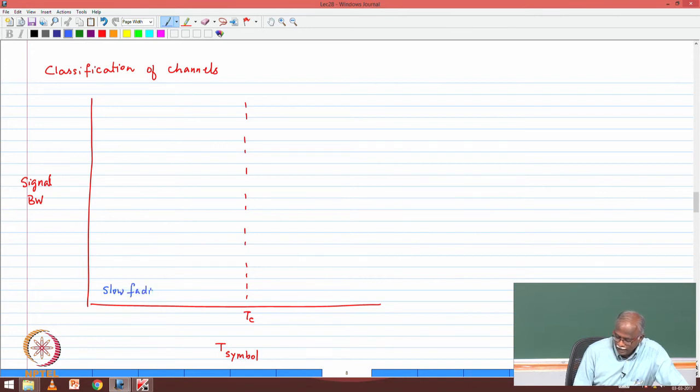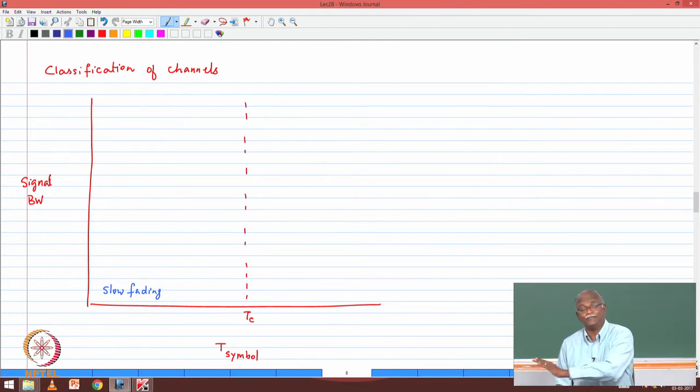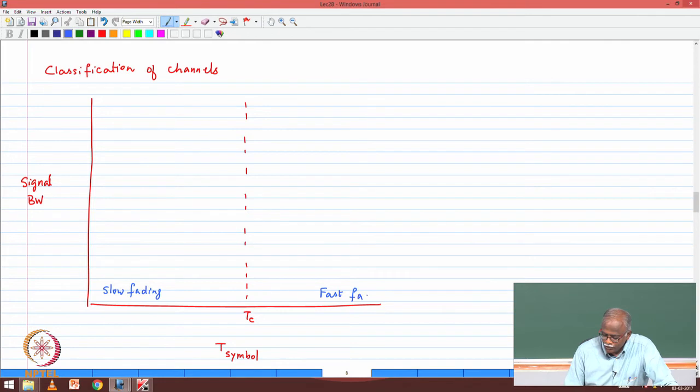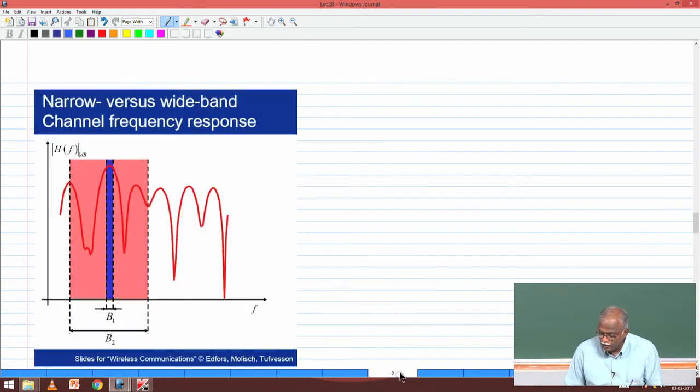Okay, and the minute symbol duration crosses coherence time, that means within the duration of one symbol your channel is changing, then it becomes fast fading. Okay, so in this context, I would like you to think about where cellular systems fall. Keep that picture in your mind. Okay. Now, by the same token, let's look at a narrowband versus wideband characterization.